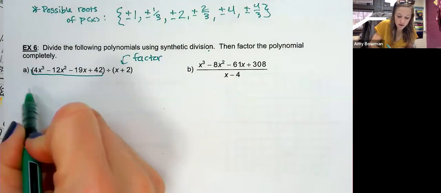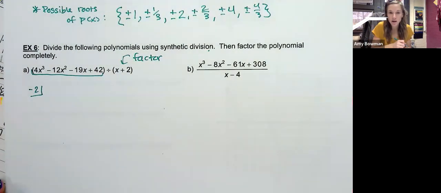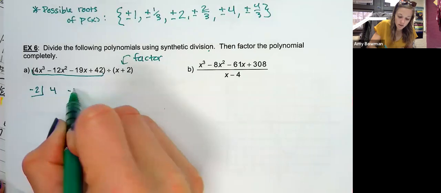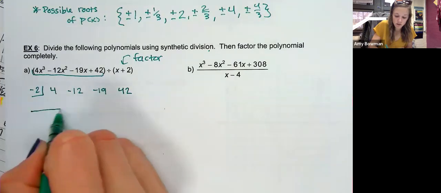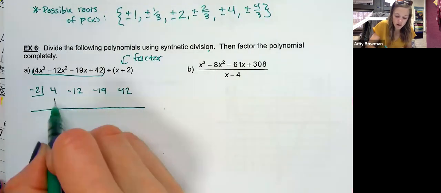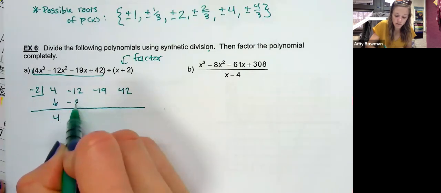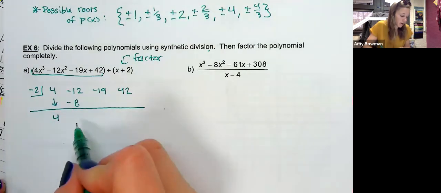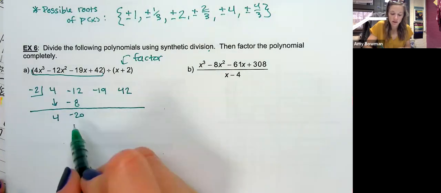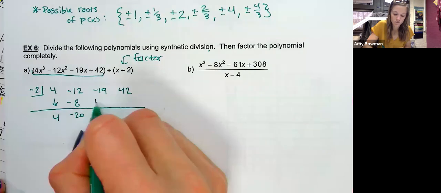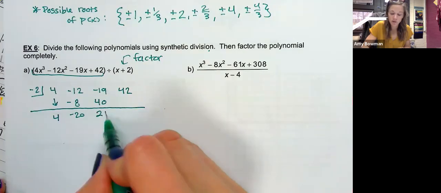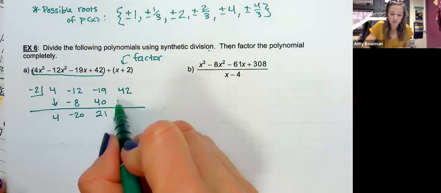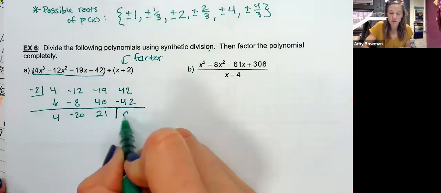So I would just take my c value of -2, put it up in a box, and list out all of the coefficients of my polynomial: 4, -12, -19, and 42. Continue on with the synthetic division. We bring 4 down. 4 times -2 is -8. Combine -8 and -12, we get -20. -20 times -2 is 40. Combine 40 and -19, that's positive 21. Multiply 21 times -2, -42, which means my remainder is 0.